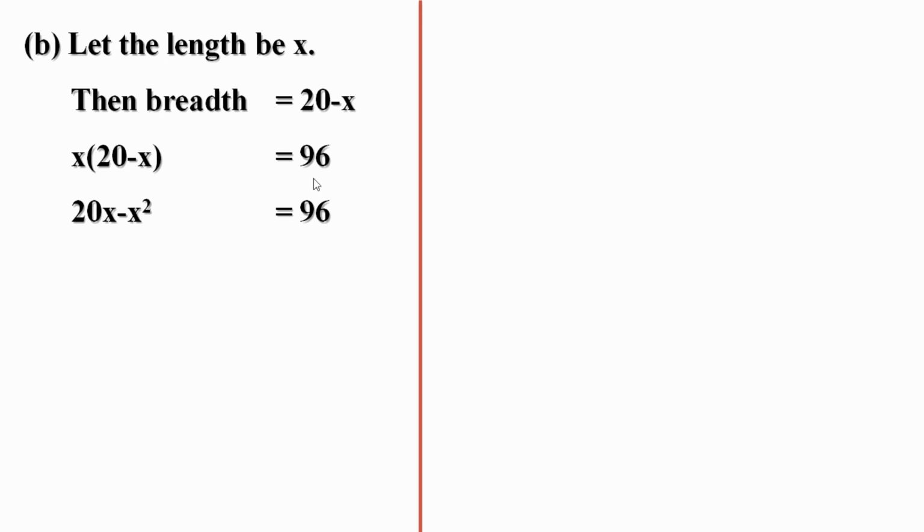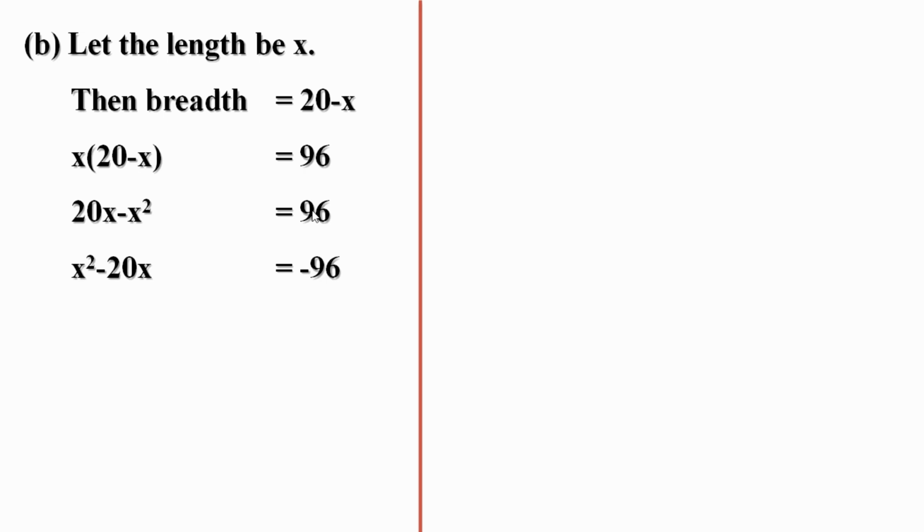96. Now look at the coefficient of x square. It is minus 1. It is minus x square. In order to convert that into positive x square, let us multiply each and every term by minus 1. When we multiply minus x square by minus 1, it is x square. When we multiply 20x by minus 1, it is minus 20x. When we multiply 96 by minus 1, it is minus 96.